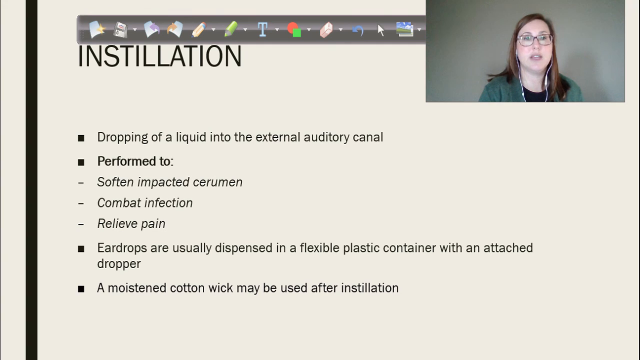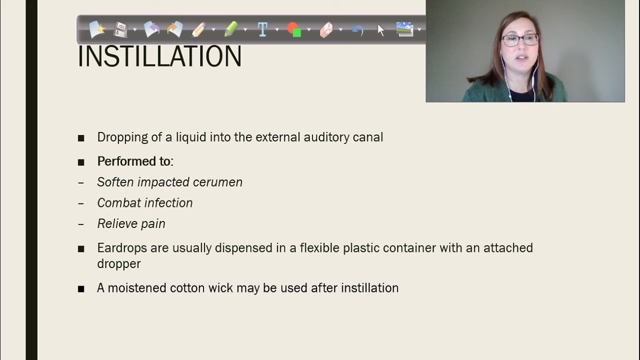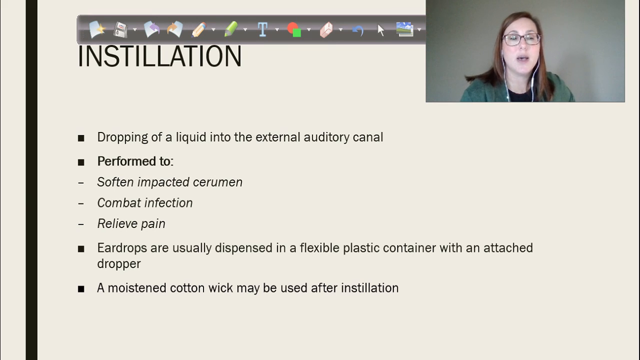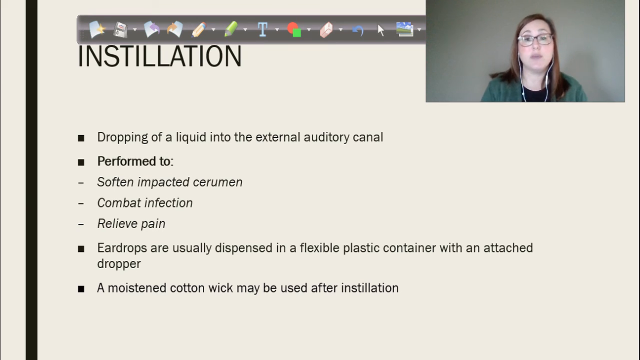So instillation, instead of irrigation, we're going to instill drops, so liquid into the external auditory canal, and we're going to do that to soften impacted cerumen. We might combat infection, so we're giving antibiotic ear drops, or maybe a drop that will help ease pain. Usually they're dispensed in a plastic container. We've probably already all seen them with kids. They're in a little dropper, just like eye drops come in.